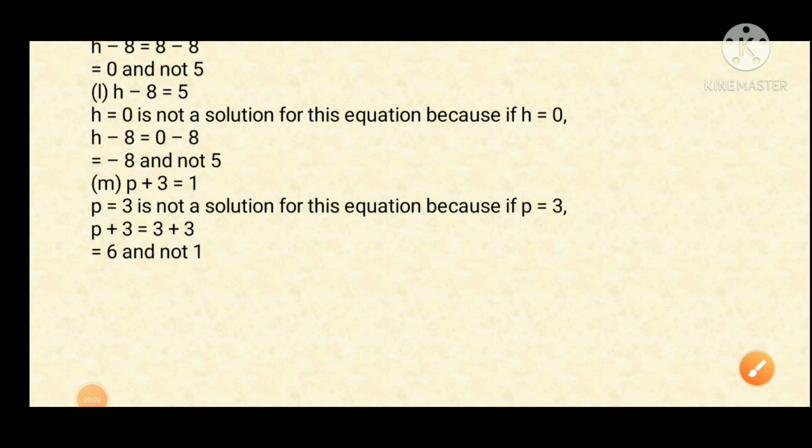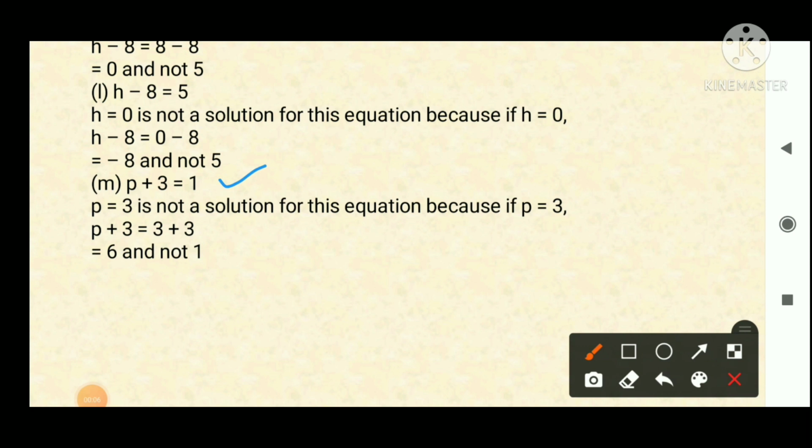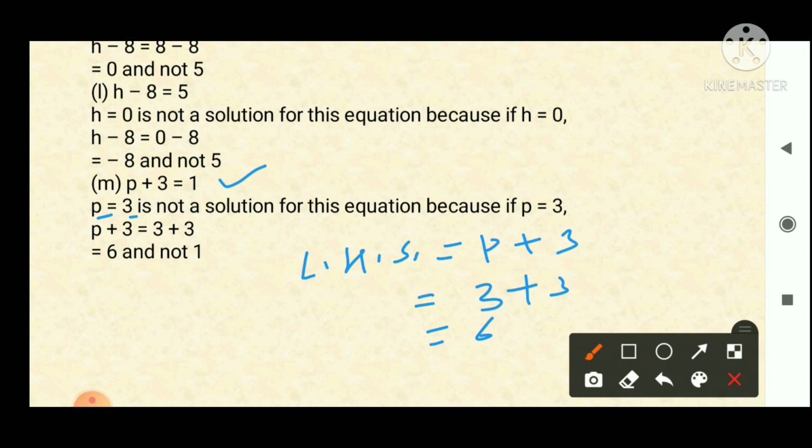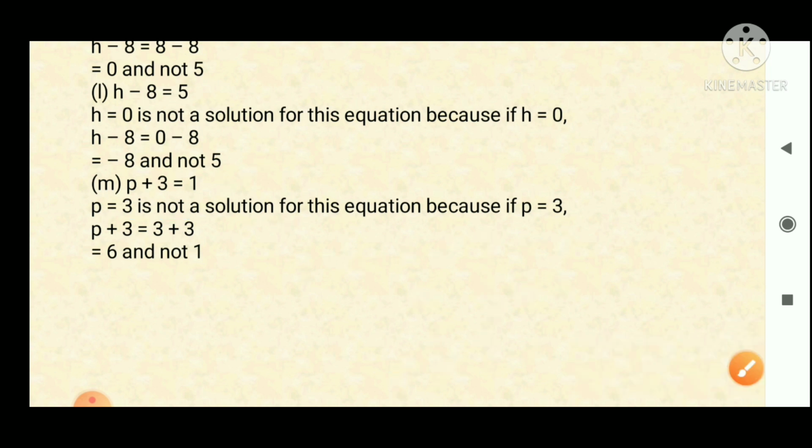Next equation, p plus 3 is equal to 1. Now here we have to take the value of variable p is equal to 3. Here the left hand side of this equation is p plus 3. So we put the value of variable p is equal to 3. 3 plus 3 is 6, but the right hand side of this equation is 1. So 6 is not equal to the right hand side. So the equation is not satisfied. So p is equal to 3 is not a solution for this equation.